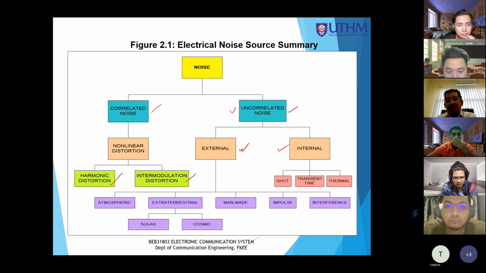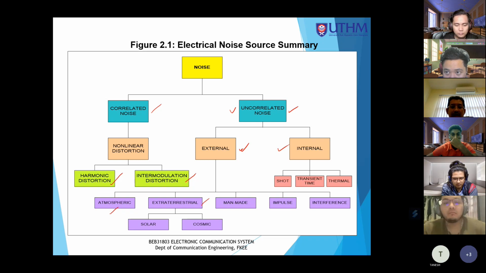If we look at the external noise, we have many other types of noise, which are the atmospheric noise due to the atmosphere layer. And then we have the extraterrestrial noise, which is deep space noise. It consists of solar noise and also cosmic noise. We have man-made noise due to industrial noise, due to human activities. And then we have impulse noise and also interference.